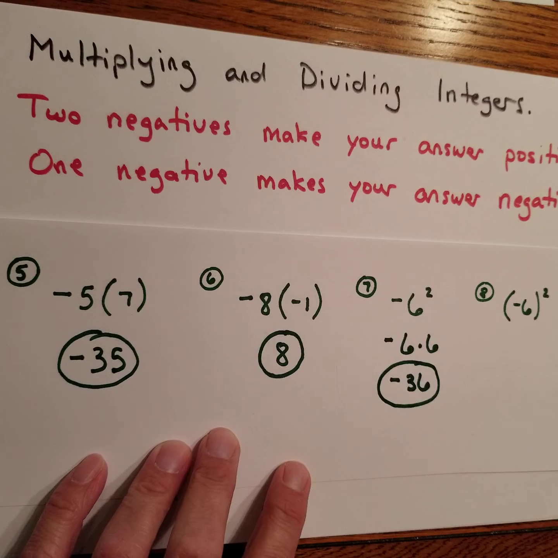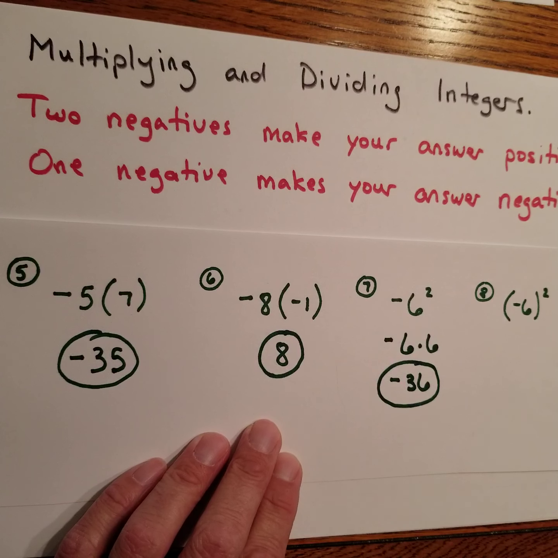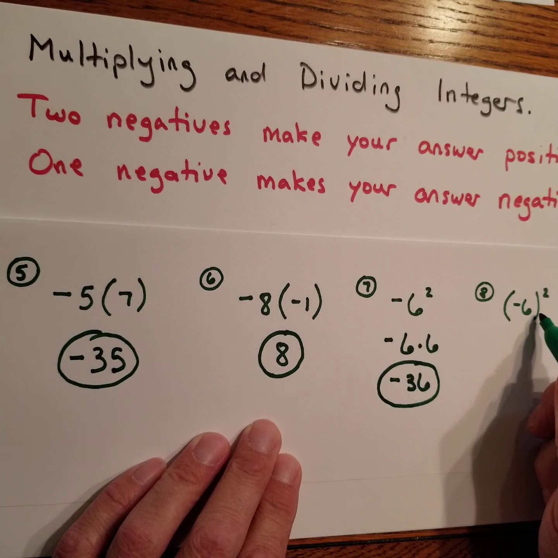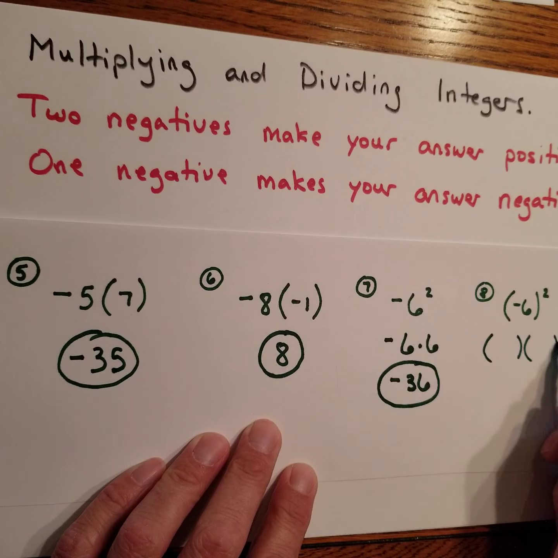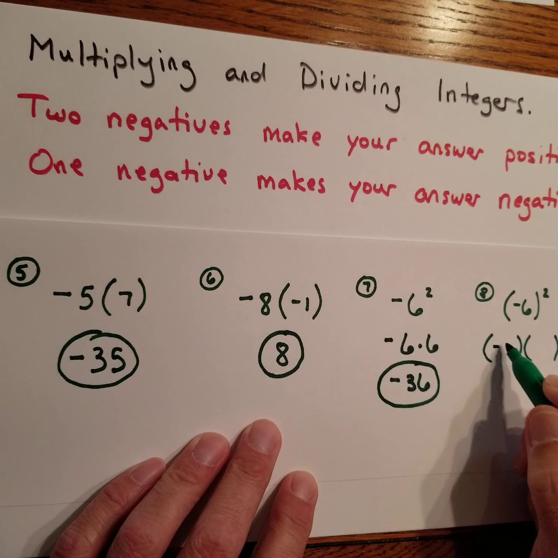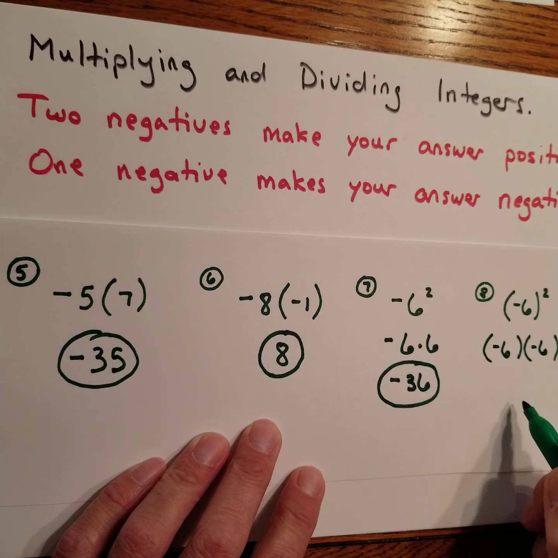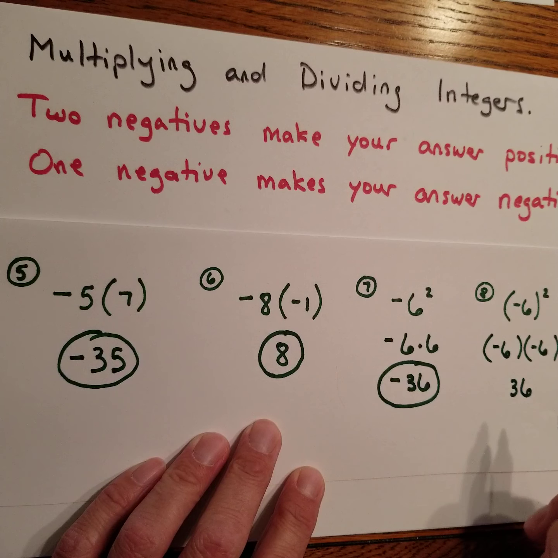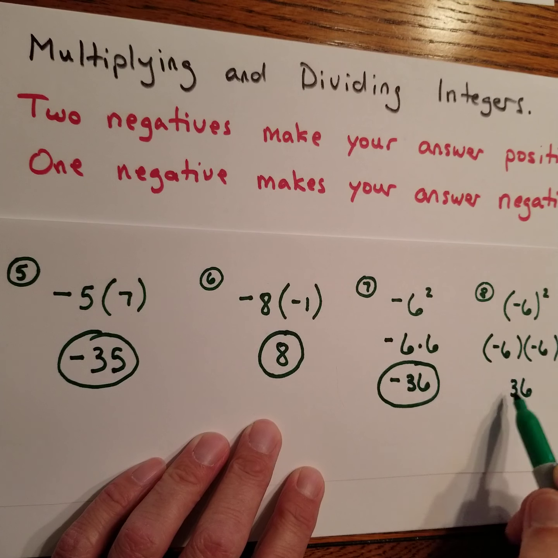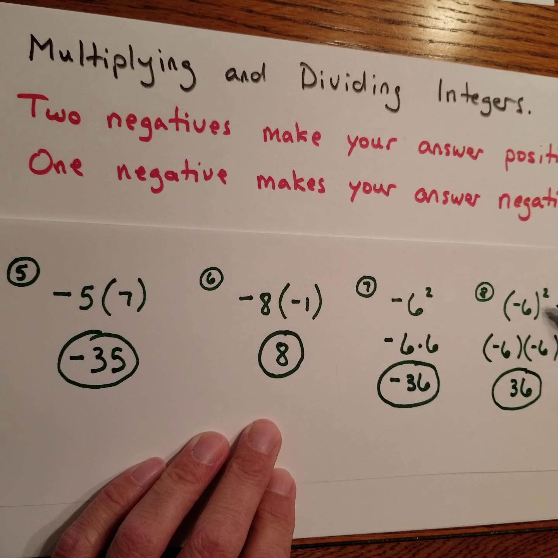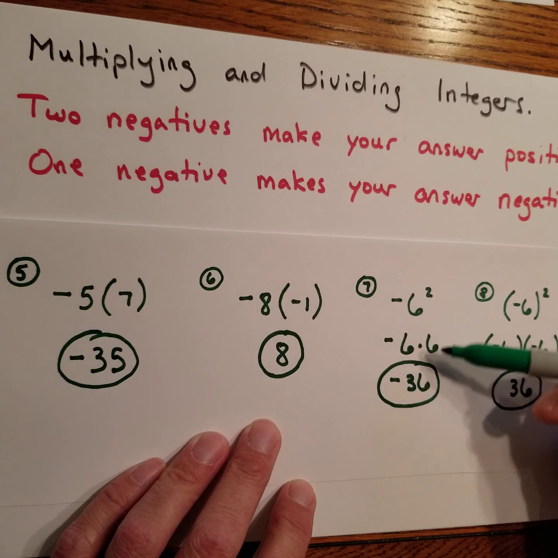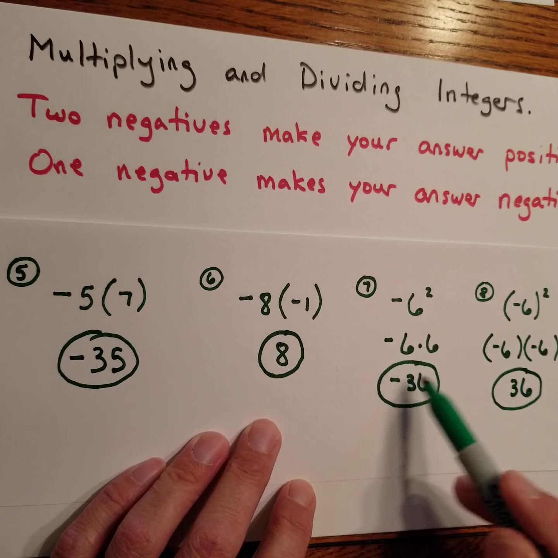7 and 8 look kind of similar. Here's the difference. In number 8, everything in the parentheses gets counted twice. Negative 6 squared is negative 6 times negative 6. 6 times 6 is 36, but now I have 2 negatives, which make a positive. Again, if you can go straight from here to here, great. This middle part is optional.